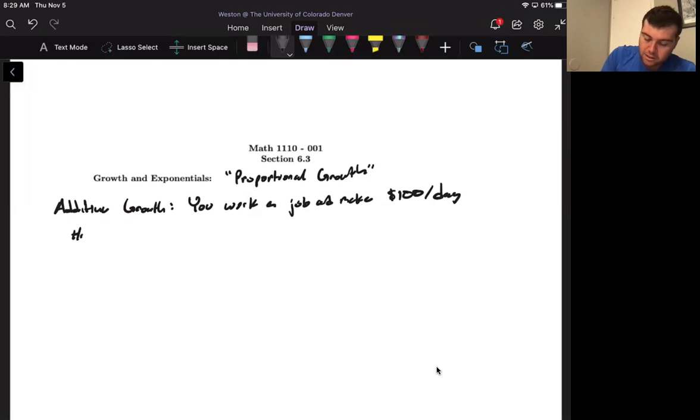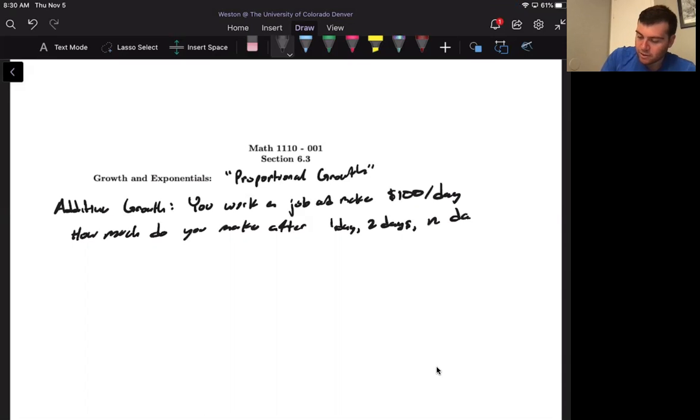All right, how much do you make after 1 day, 2 days, and then some number of n days? This should be pretty easy for all of us. We know 1 day, obviously, we made 100. So if we're trying to find a function that models this, we might say that f of 1 is 100.